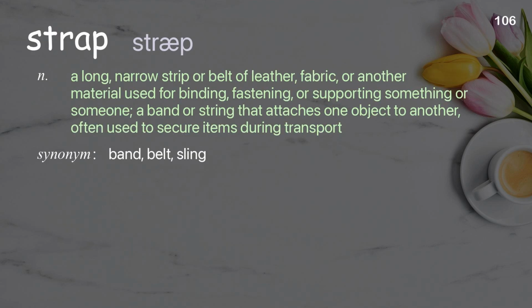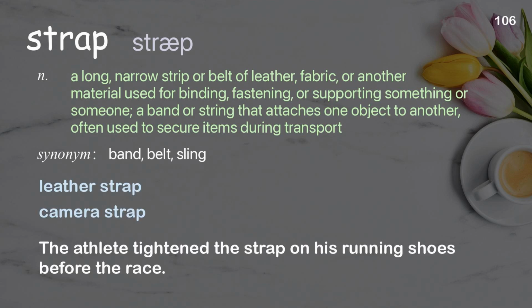Strap: a long, narrow strip or belt of leather, fabric, or another material used for binding, fastening, or supporting something or someone; a band or string that attaches one object to another, often used to secure items during transport. Examples: leather strap, camera strap. The athlete tightened the strap on his running shoes before the race.